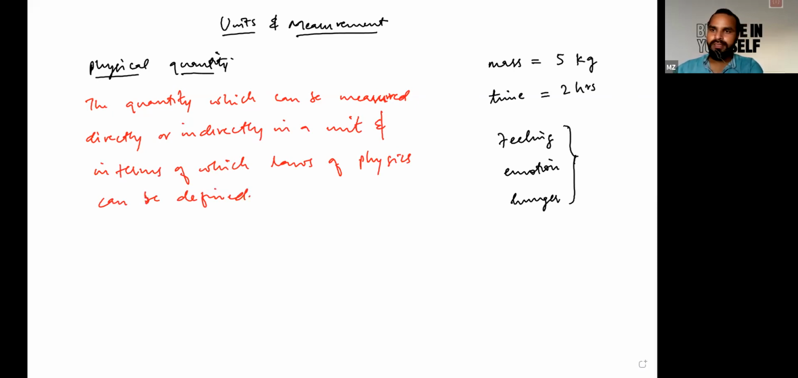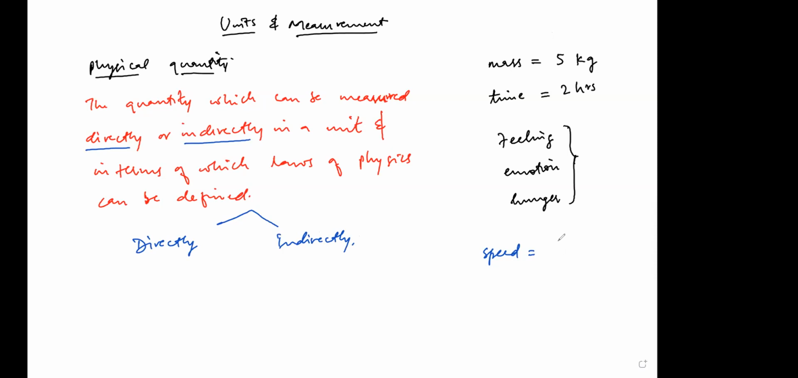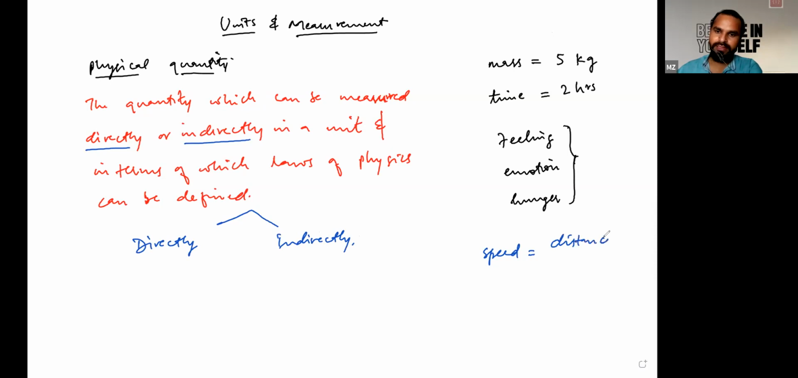Now in this particular statement, I have used two different words. First is directly measurable and second one is indirectly measurable. So we mainly divide physical quantities into two parts. First is directly measurable quantity and the second one is indirectly measurable quantity. I'm giving you one example. Suppose you have to calculate speed. Do you know the formula for this? Distance by time. Good. So speed is nothing but distance divided by time taken.